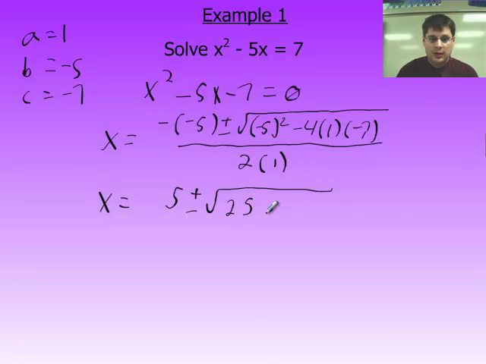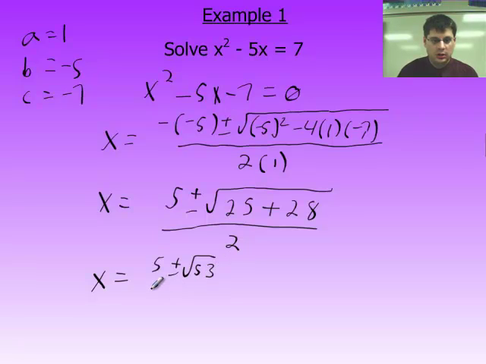25 plus 28, all over 2. And then x equals 5 plus or minus, and that's going to give us 53. So the square root of 53 divided by 2.